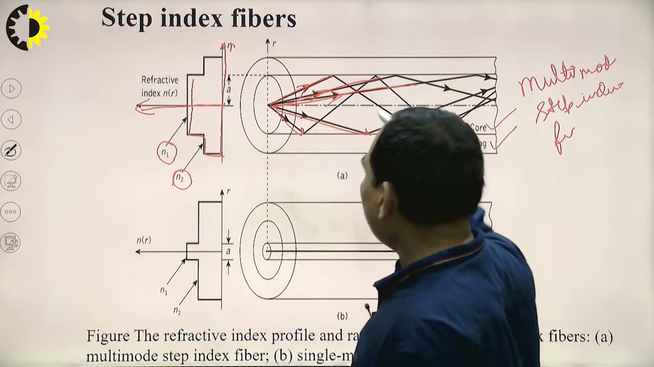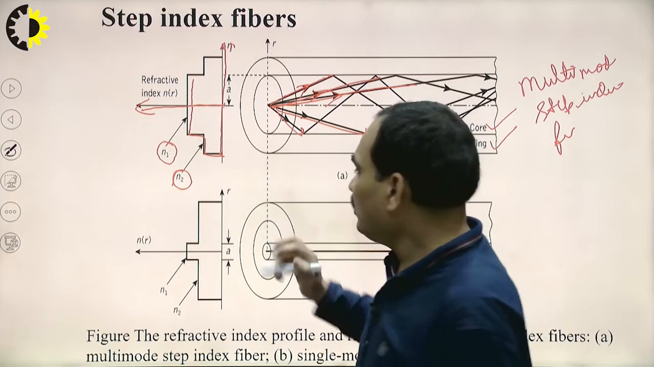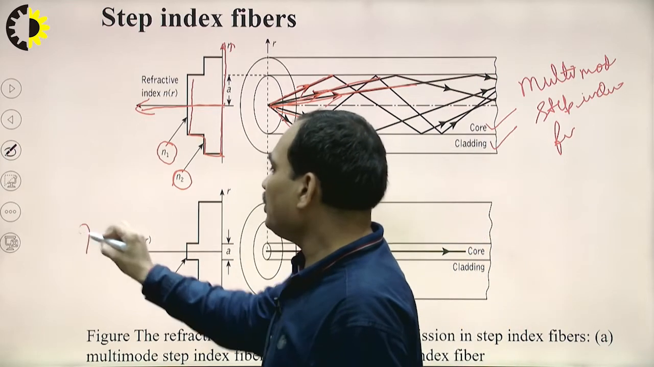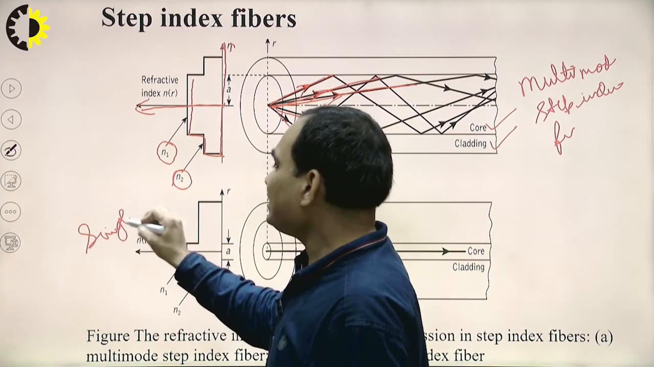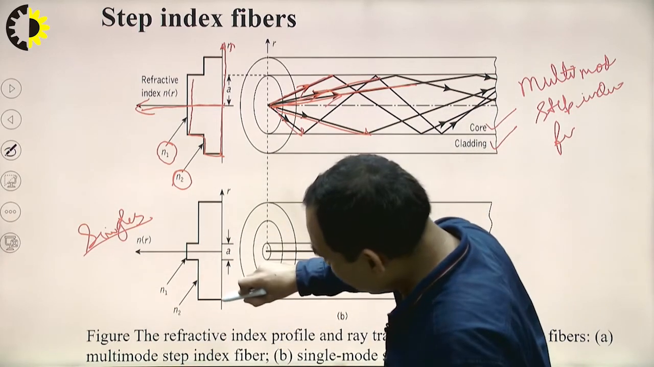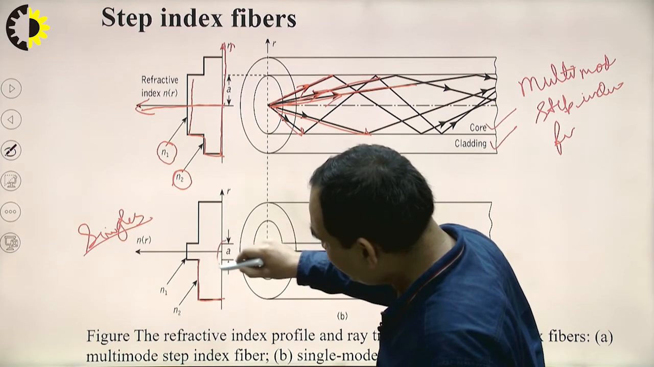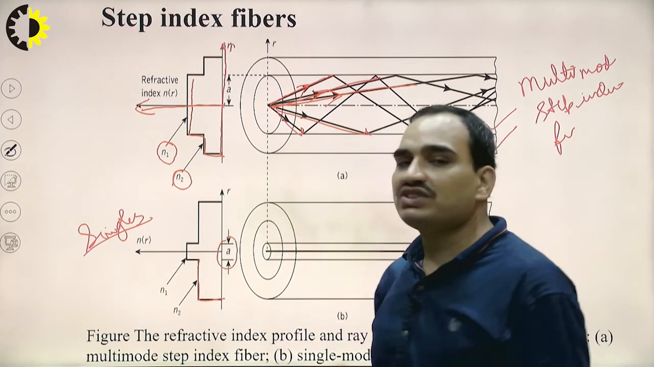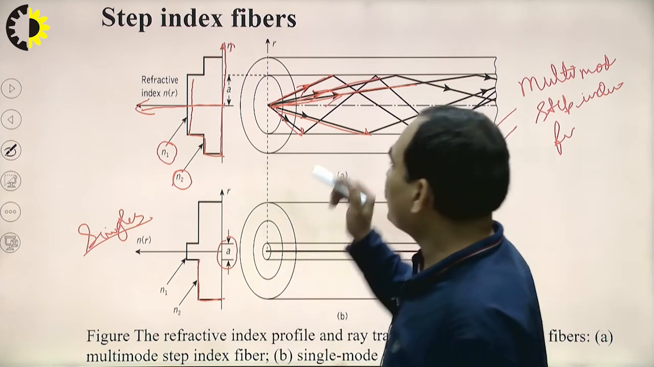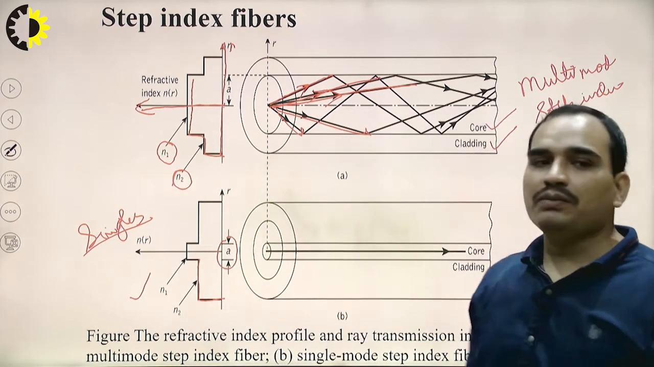So when we are talking about multi-mode, we require larger radius of the core. When we are talking about the single mode, we require less radius of the core. So here we can see the refractive index profile. So for this radius, the core radius is smaller in case of single mode. For multi-mode, the core radius is larger. So this we can analyze from this figure.